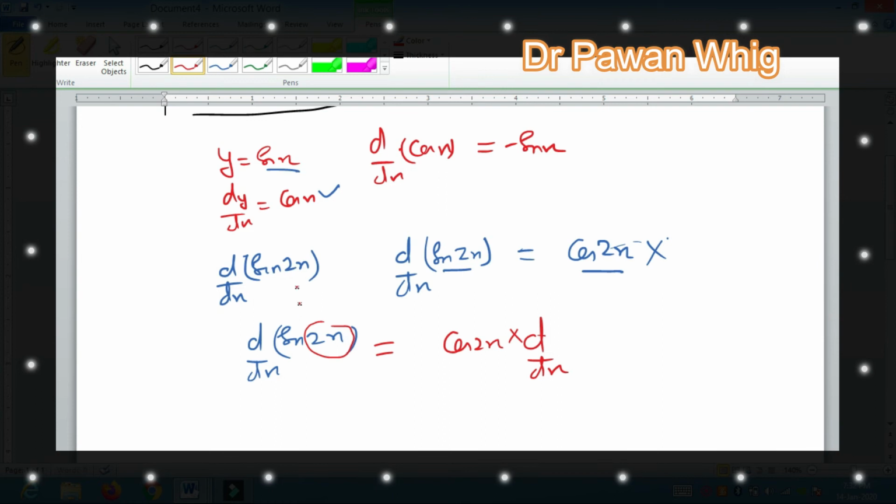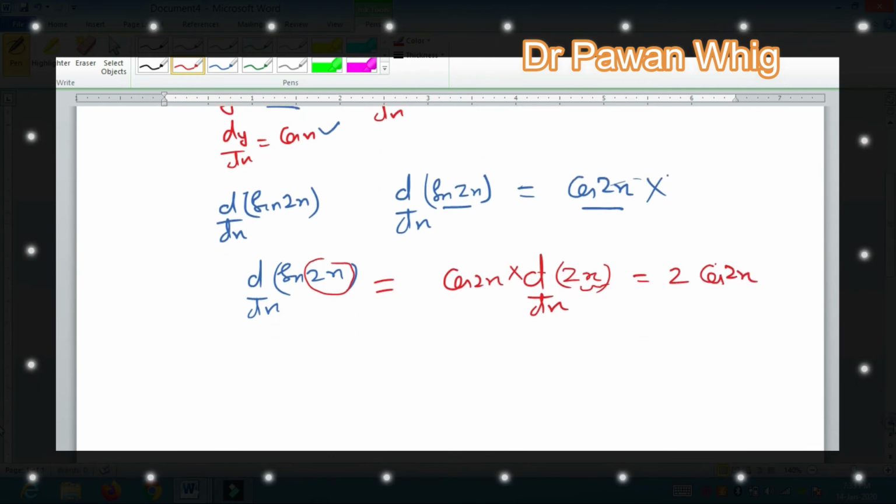Here the question is sin 2x, so the 2x is different, so we have to multiply it with the differentiation of the different part, whatsoever it is in the question. So the net result of sin 2x: the differentiation of 2x is 2, so your answer would be 2 cos 2x. Okay, we'll see one more question.